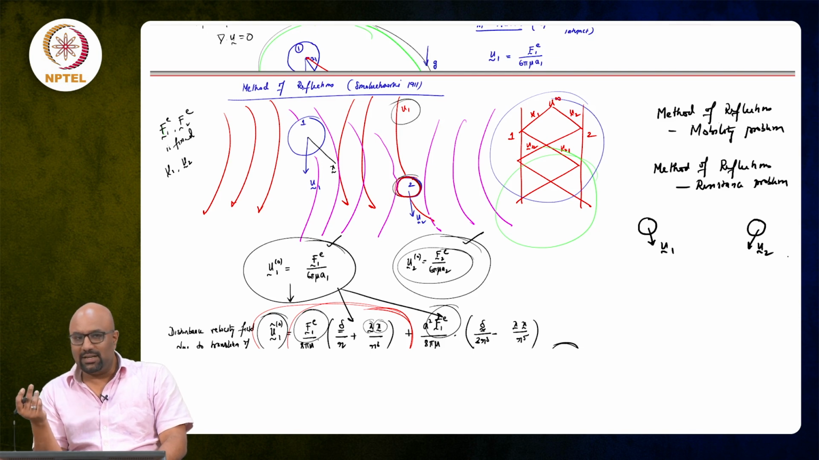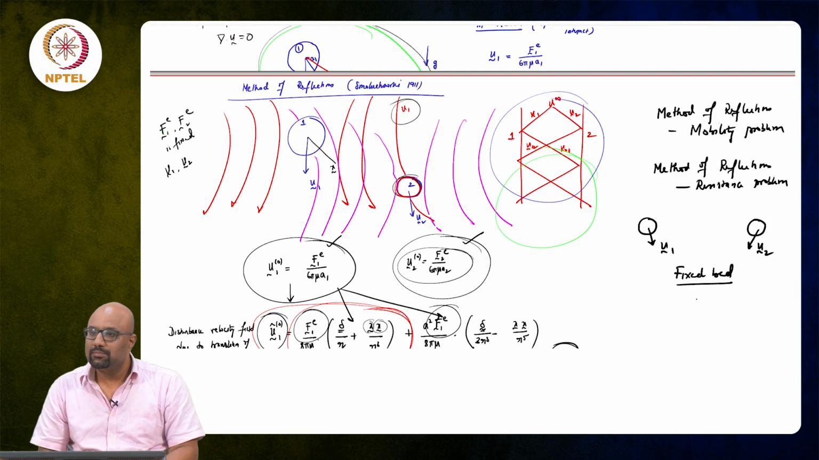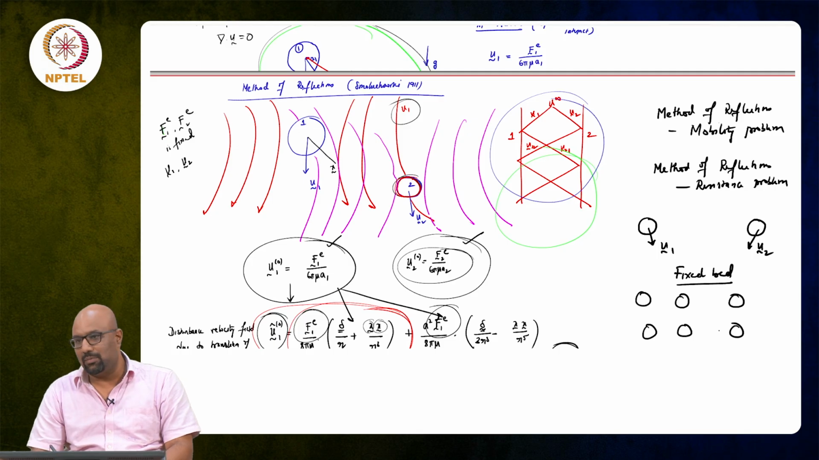As an example of this, take a fixed bed. A fixed bed is where you can think of an array of particles placed in some order, and you have decided that these particles are immobile, they are not moving, which means u1 equal to u2 equal to 0, and you are trying to find out the force acting on individual particles, the drag force on each individual particle.